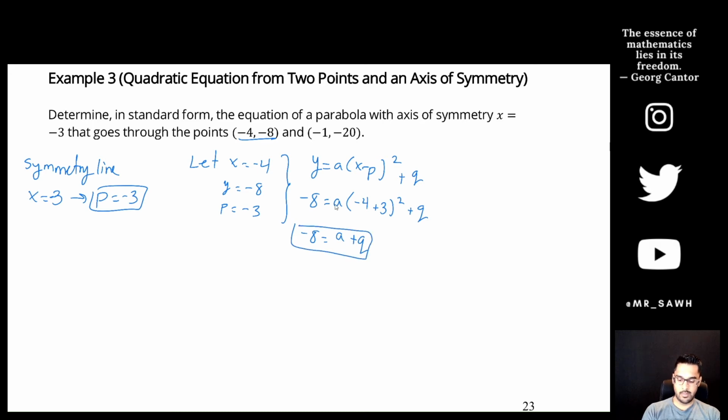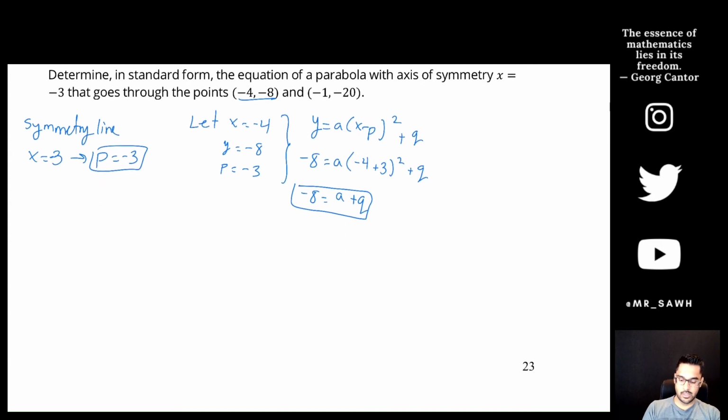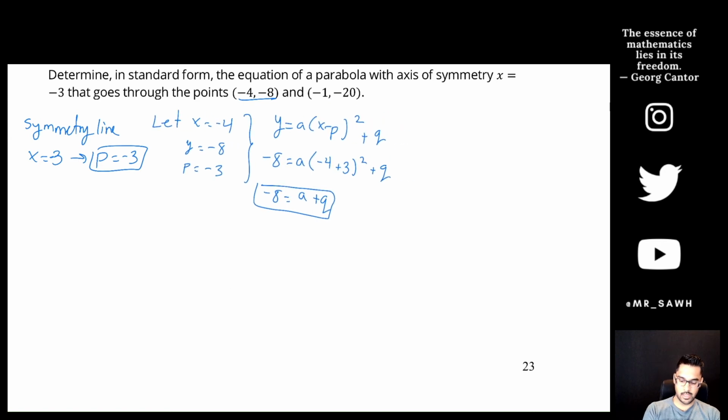So we'll do the same thing with the other coordinates that I'm told, and see if I'm able to figure something out from there. So if I try this again, same sort of pattern, same sort of process, I will let x equal -1, y equal -20, p is still going to be -3. It's the same parabola, there's just 2 different points that we're looking at. So the symmetry line's the same.